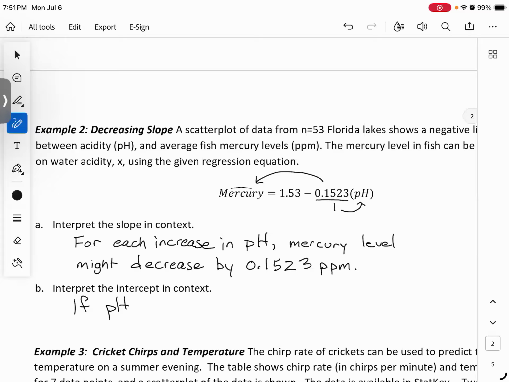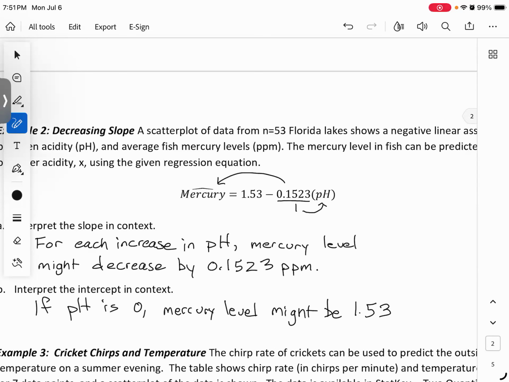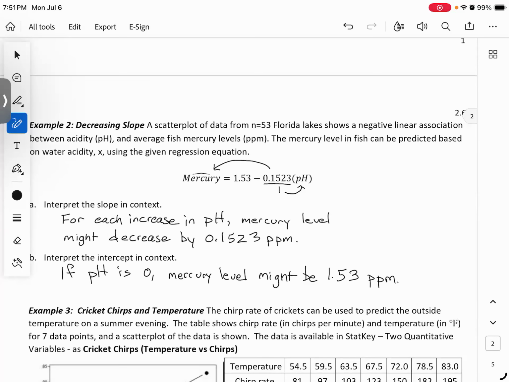If pH is zero, mercury level might be 1.53 parts per million. And if you're noticing that I'm using the word might, or I might even use the word tend, it's because a lot of these scatter plots or regression equations come from observational studies. So because of confounding variables or because these weren't experiments, you wouldn't use will or cause and effect language. You keep it more loose, more tentative, softer language.